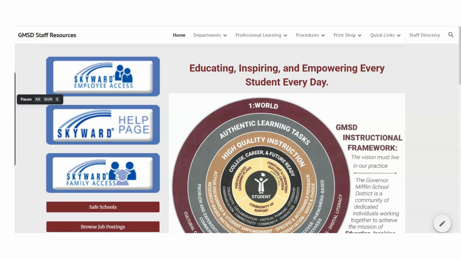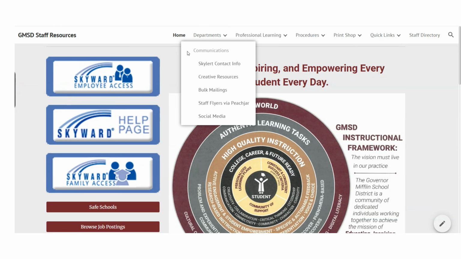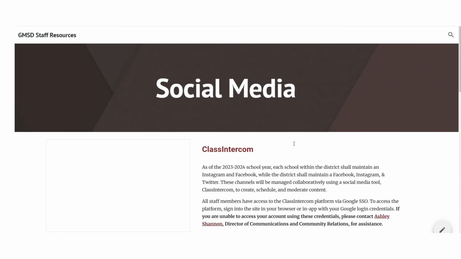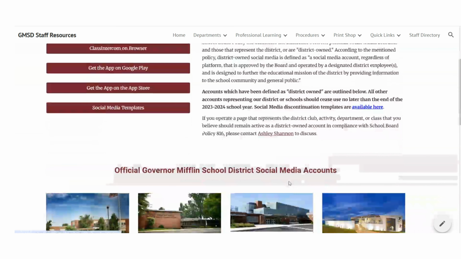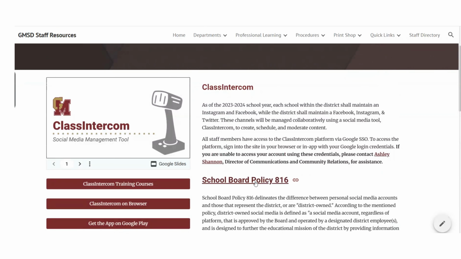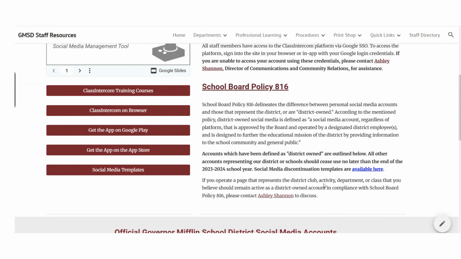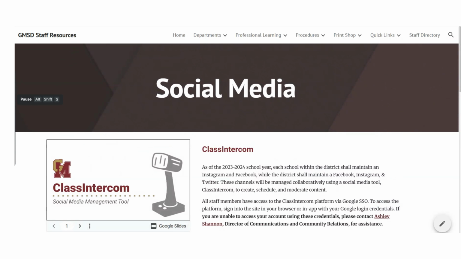If you take a moment to navigate over to the tab you opened, that is the GMSD Staff Resources page, you will find several links that speak to social media use and guidelines. At the top, if you navigate under Departments and then Communications, you will see social media listed. This page will show you a number of areas related to School Board Policy 816 and expectations around social media use.